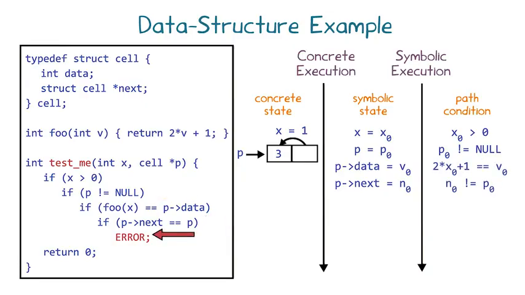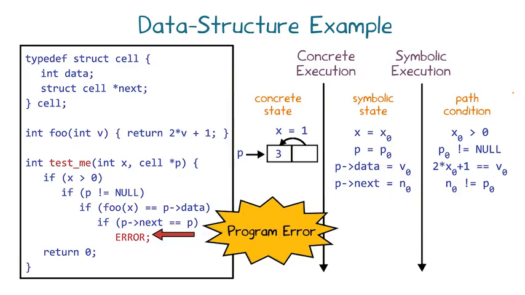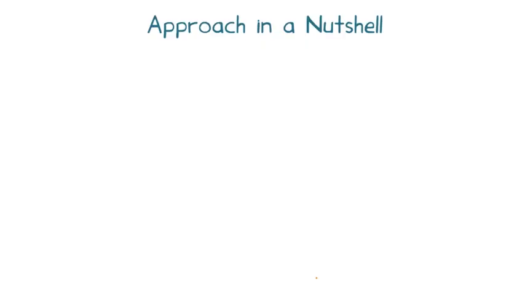And finally, the program's error is triggered. So, DSE has identified a particular concrete input that triggers the error. Dynamic symbolic execution is a hybrid approach to software testing that attempts to strike a balance between the costs and benefits of dynamic and static analysis.